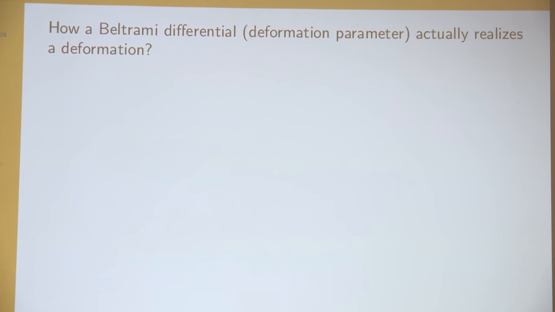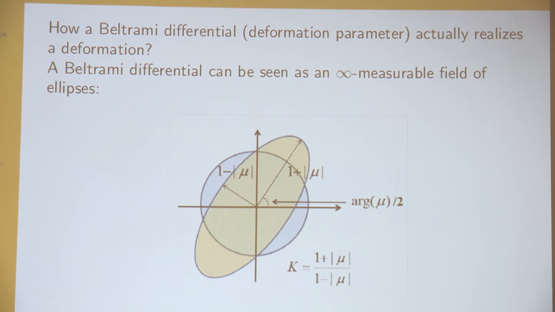So now we have our deformation parameters. How do we actually realize a deformation with a given parameter? Well, a Beltrami differential can be seen as a measurable field of ellipses, actually a measurable field of classes of homothetical ellipses. We don't care about the radius, only the eccentricity, the relation between the major and minor axis. And this is how the Beltrami differential, the mu, encodes the ellipse data.